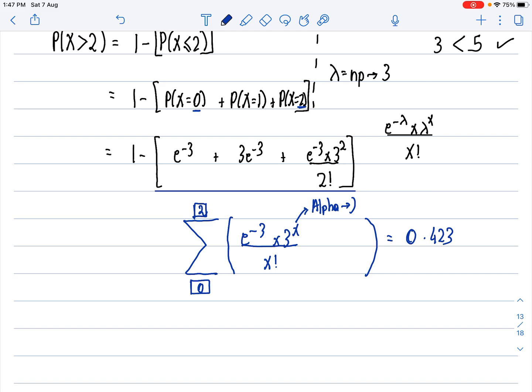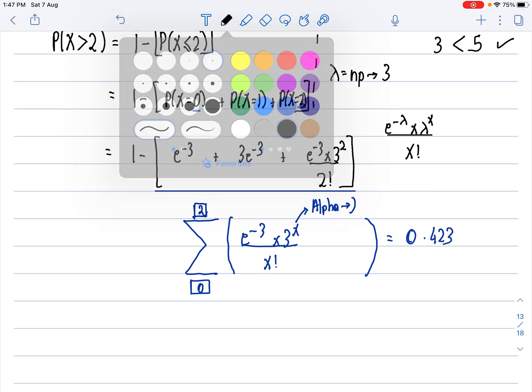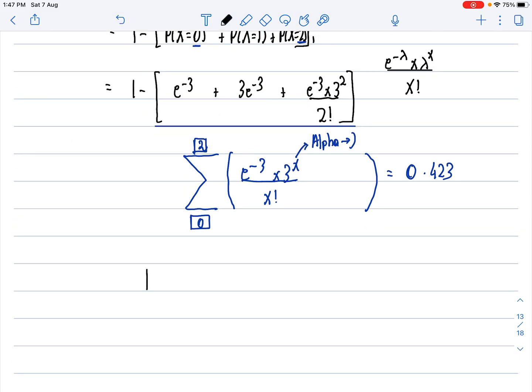0.423. Now what you do is write 1 minus the value. That's what we need to do. So when I solve this on the calculator, I get 0.577 as my final answer.